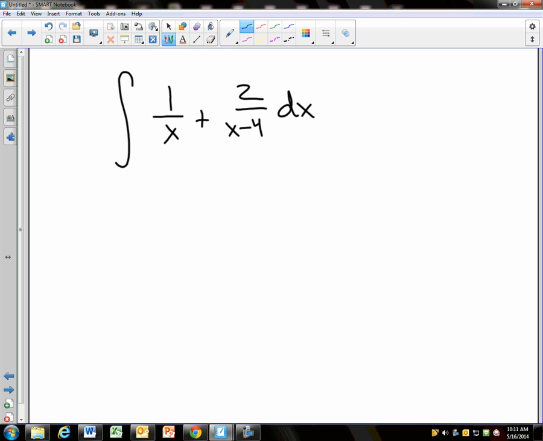There's no need to write this down right now. I'm just trying to show you why we're going to do what we're going to do, and I think you'll be better off by seeing this. Do you remember what the antiderivative of 1 over x is? Do you know what the antiderivative of 2 over x minus 4 is?